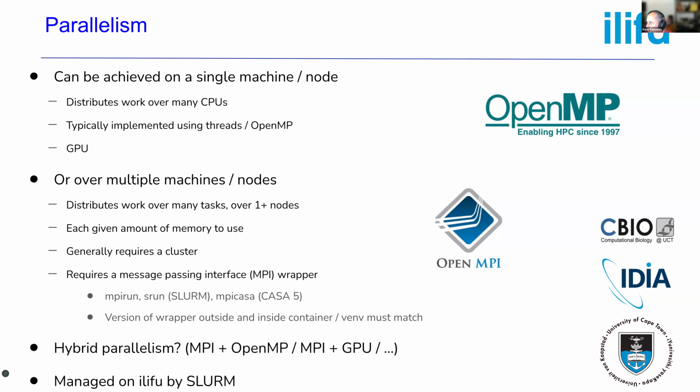If you are using Singularity, remember that a container is kind of like a standalone machine with its own operating system and software, and you will need to ensure that you're using the same version of MPI inside and outside the container.